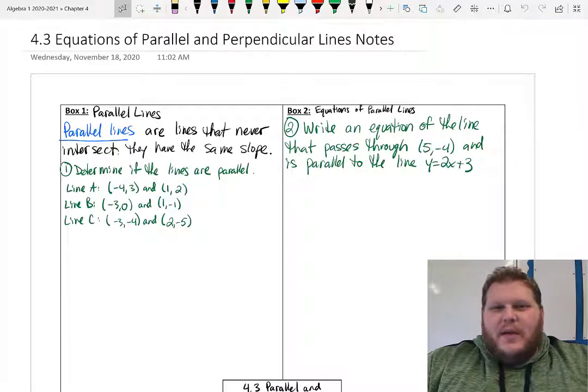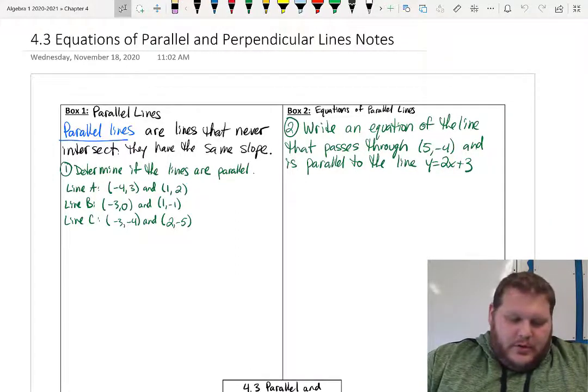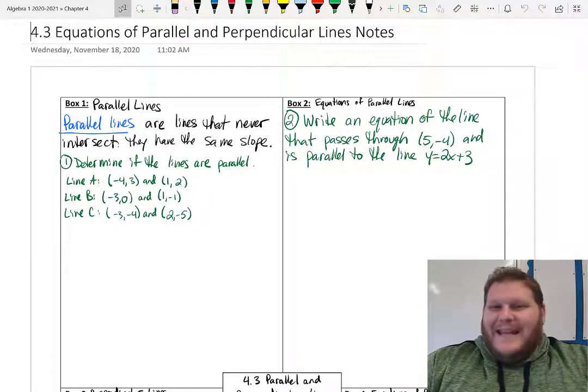Hey guys, today we are looking at 4.3, which is our last section that we're going to cover in Chapter 4, and the last section that we'll cover in the first semester. This will be the last topic that will be on our final exam. Woot woot. So, today we're talking about 4.3, which is all about equations of parallel and perpendicular lines.